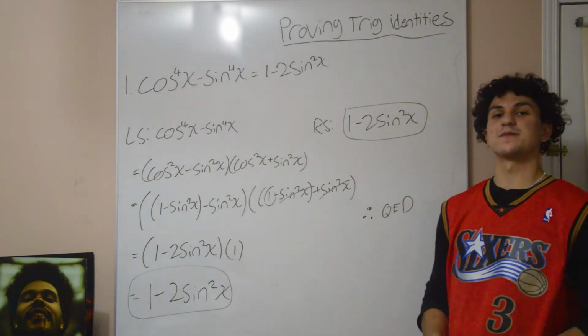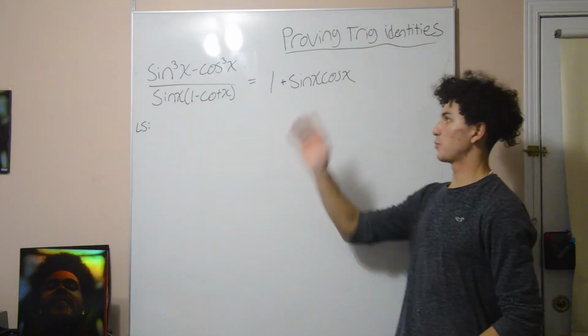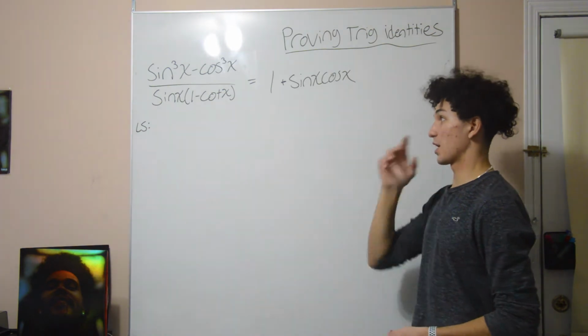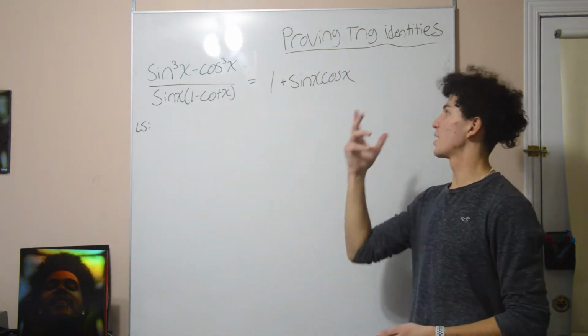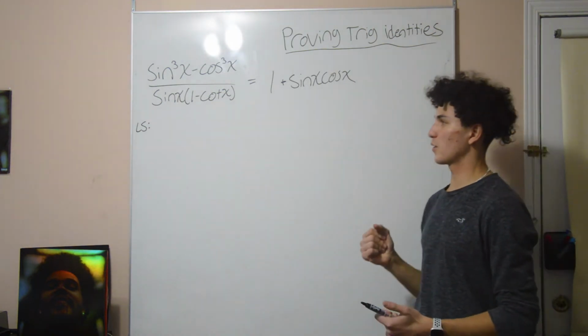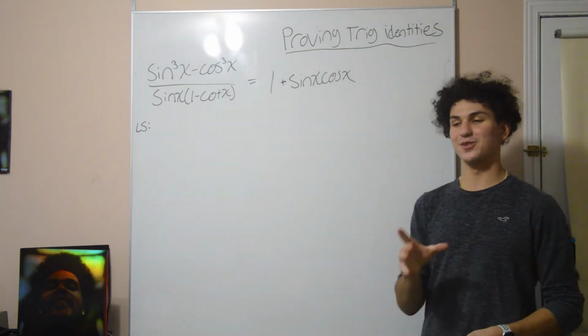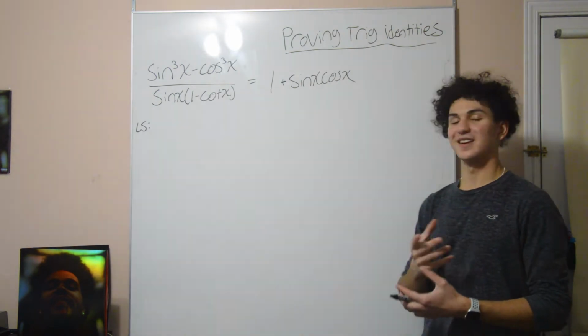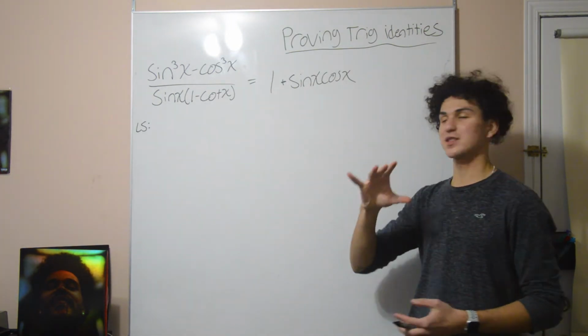Let's move on to the next one. Okay, so moving on to our next example, we have sine cubed x minus cos cubed x divided by sine x times 1 minus cot x is equal to 1 plus sine x cos x. Now this one's a little tricky. It was actually on one of the tests, and a lot of people didn't get it. Let me show you how. Let's walk through the steps.